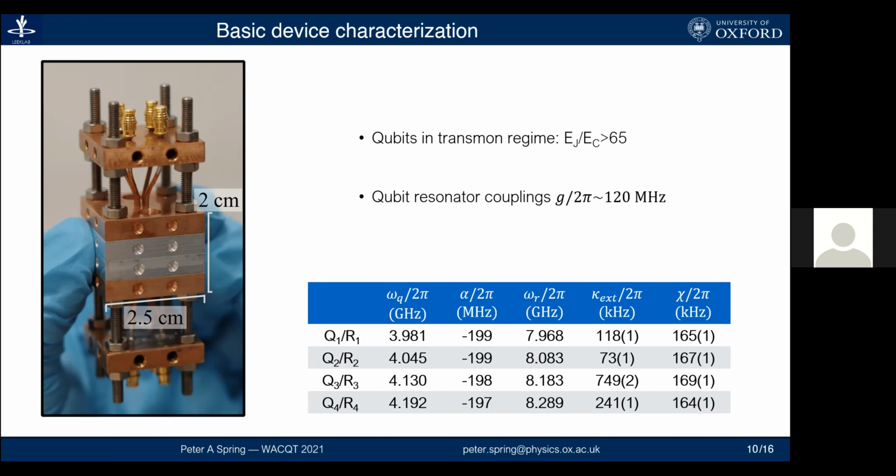But you haven't taken a PSD or anything to see where your noise processes are? Okay. No, that's probably something we should do.